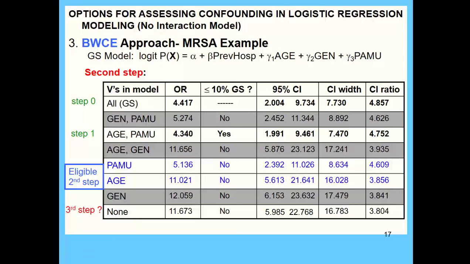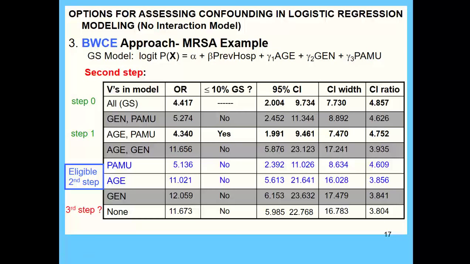So what this means is that at the second step in the change in estimate rule, we can't drop either age or PAMU. That's the second step. First step, we can drop gender. The second step, we can't drop either of the two that are remaining. That means we're done with the backward change in estimate rule. We don't even go to a third step. We can't drop any more because we need to keep both of them in, because they're both confounders once we've dropped gender.